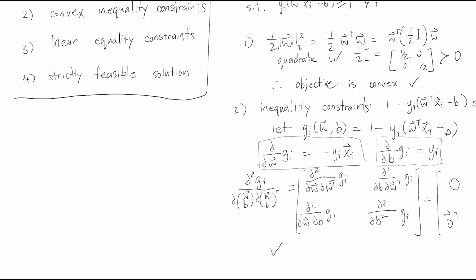Okay, I guess we're going to move over here for property number 3. Property number 3 is automatically true. We have no equality constraints.